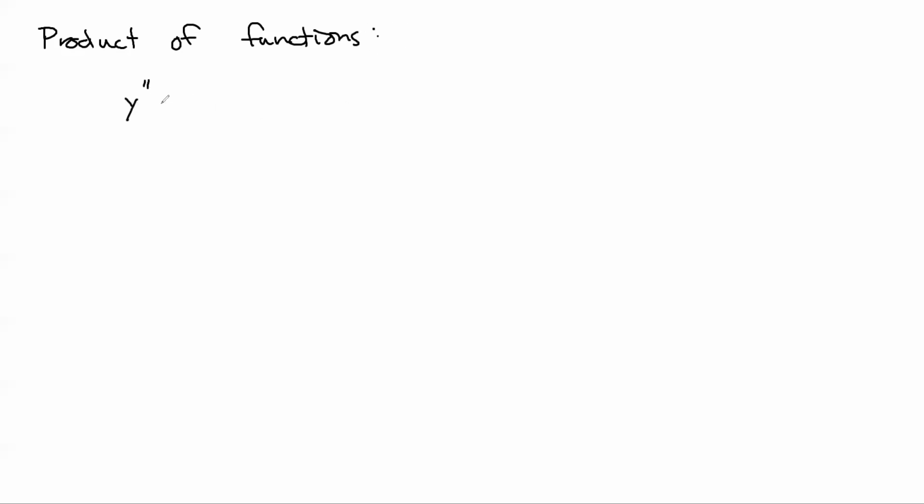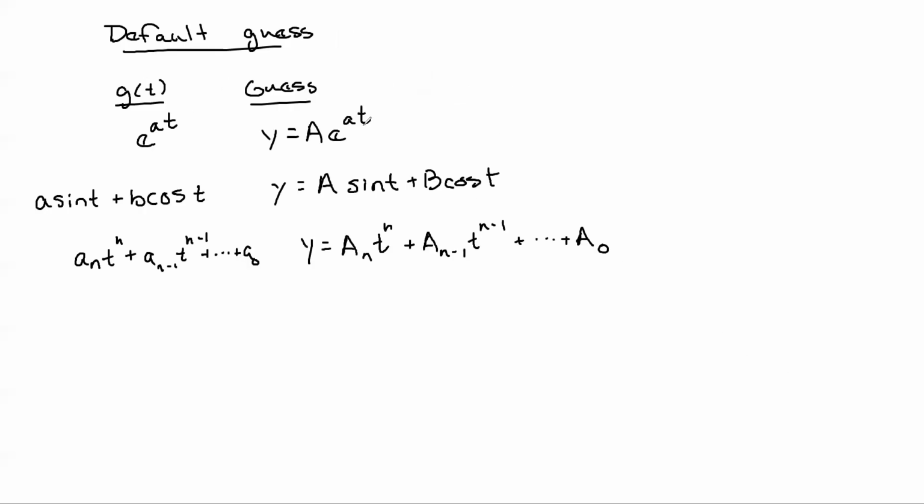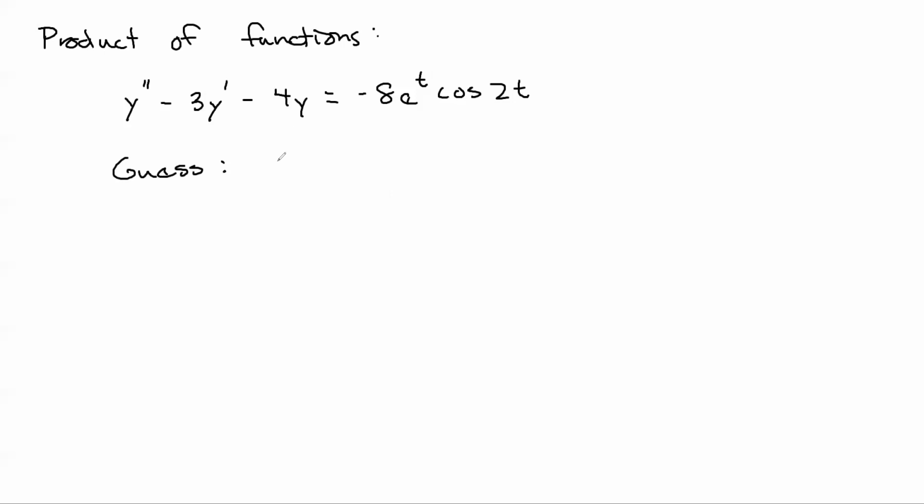So if we had y double prime minus 3y prime minus 4y equals -8 e to the t cosine 2t. What do you do then? If we had this, what would our guess be? What you can do in this case is combine two of the possibilities. For the exponential, we know to guess something that looks like this. For the trig, we know to guess something that looks like this. So just combine them. What would that look like?